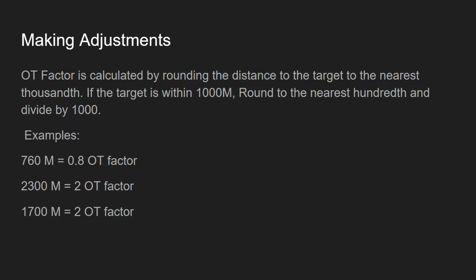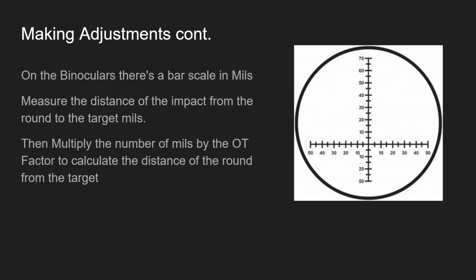Where this comes into play is when you're using the binoculars, there's a mil scale on them. Upon spotting the impact of the round, measure the distance from the impact of the round to the target in mils using the binoculars and multiply it by the OT factor. This will give you the corrections that need to be made.